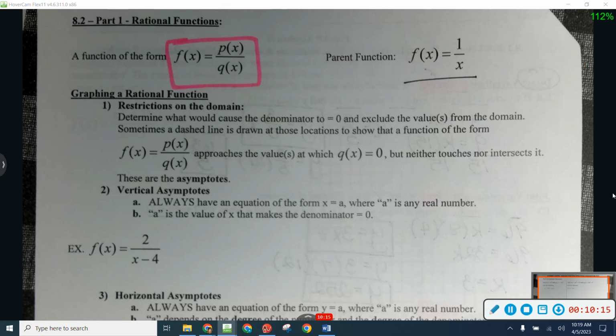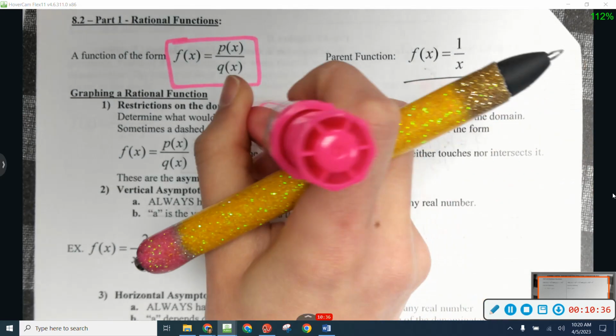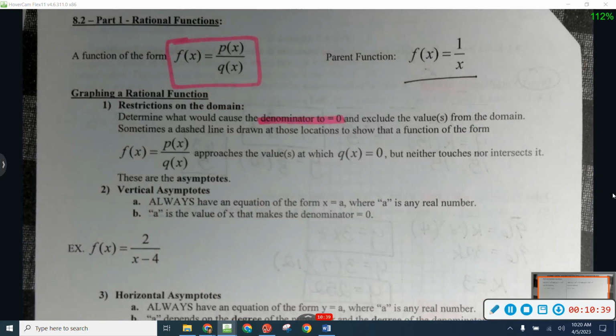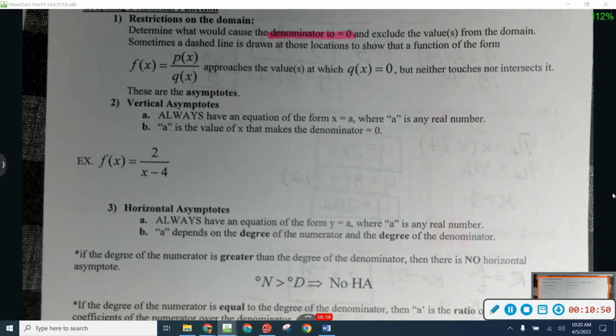Here, when you have a fraction, what do you think is going to cause a restriction? The numerator or the denominator? The denominator. Okay? When you are dividing, you cannot divide by 0, right? You get undefined. So whatever your denominator is, you're going to have a restriction on the domain by setting that denominator equal to 0. Okay? That's your restriction. That's going to lead to your vertical asymptote. So whatever that restriction is will be your vertical asymptote.